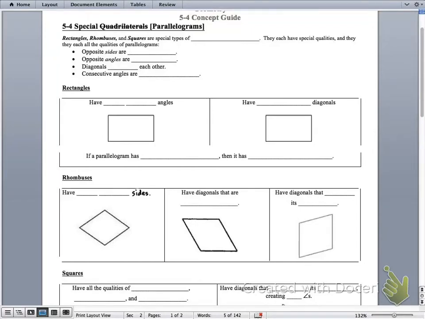Okay, welcome to the 5-4 Concept Guide, our lesson on special quadrilaterals. Actually, let's call them special parallelograms, because that's what they really are.